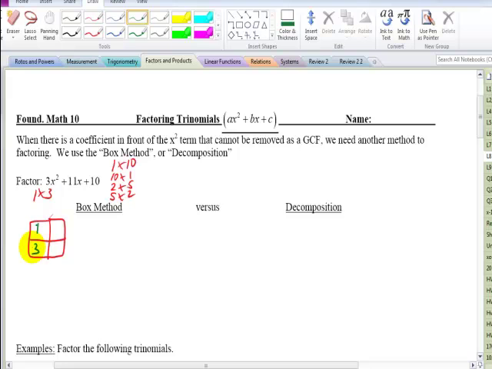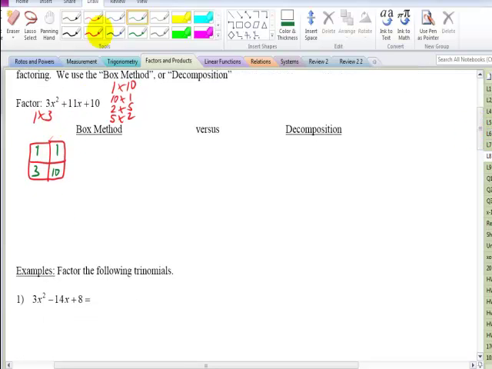Okay, which combination you want to try first? Hamza, pick one. 1 and 10. Okay, so we can put 1 and 10 down. And what we do now is cross multiply. So what's the answer to 1 times 3? 3. It's multiplication, okay?